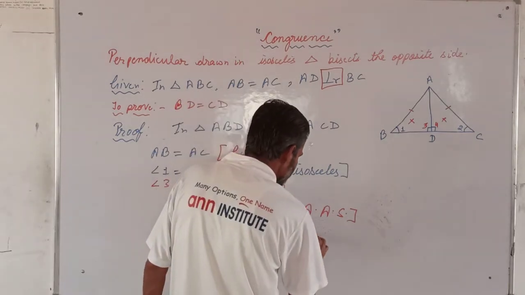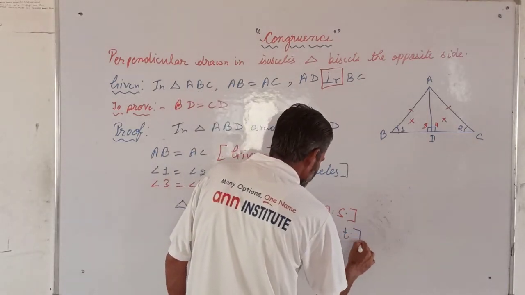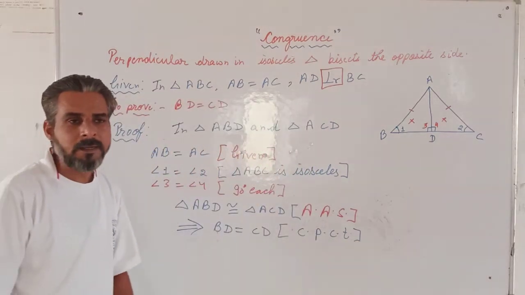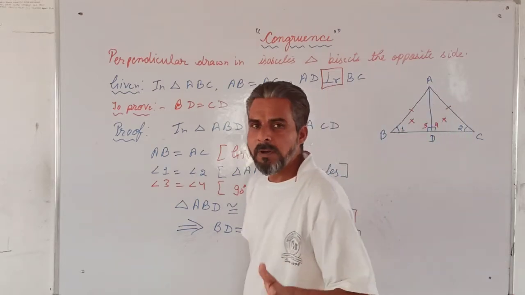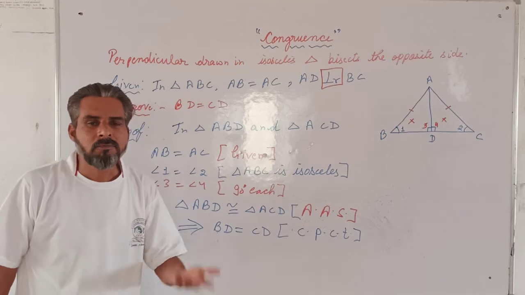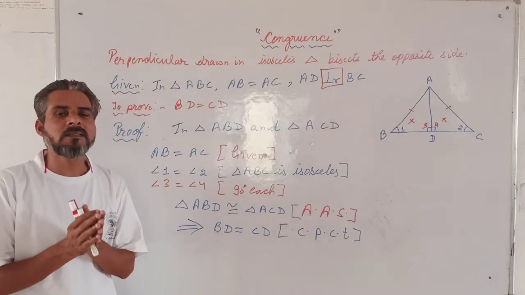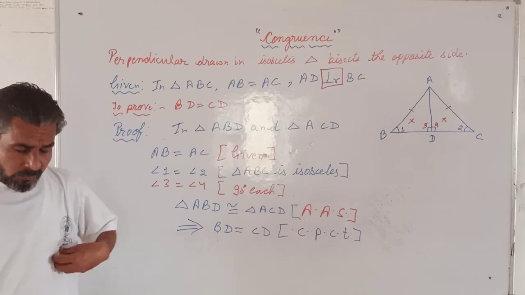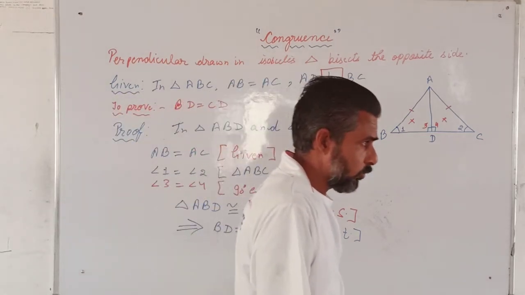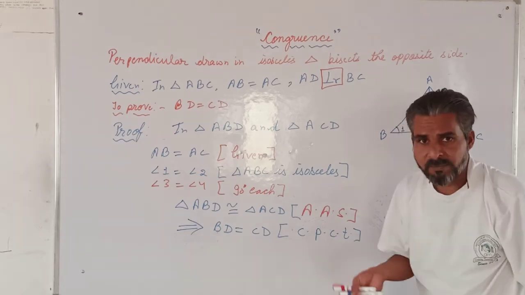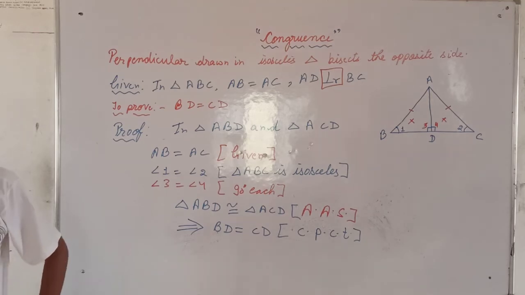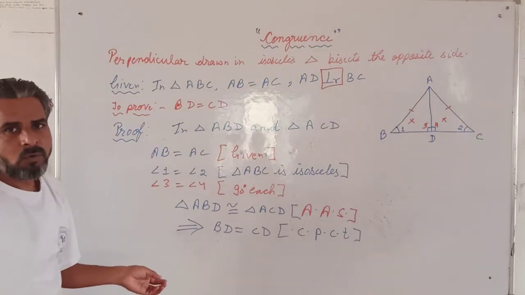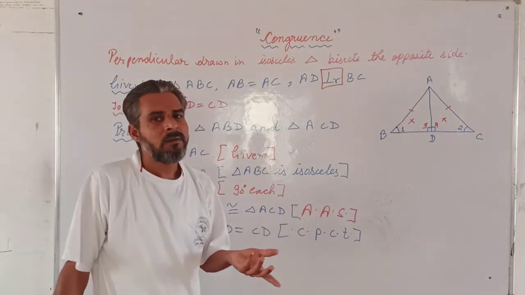What was that term? CPCT. What is the full form of CPCT? I want to tell you again. CPCT means corresponding parts of congruent triangles, and corresponding parts of congruent triangles are always equal. So you should see this video carefully. That is an important problem. Yesterday also we discussed why the two angles in an isosceles triangle are equal. Here we are using that property. So you should be careful regarding the congruence of triangles.